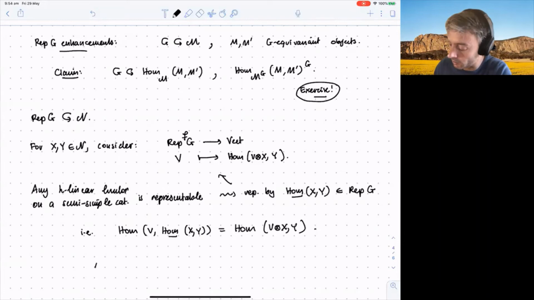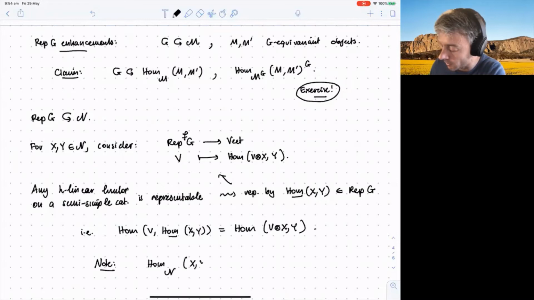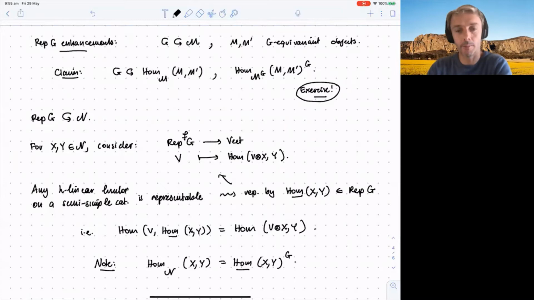Note that we can recover our category from this enriched category: if we plug in V to be the trivial representation, then we simply get that the Homs in N from X to Y are simply the invariants in this Hom space. So let me just try to draw a picture of what's going on, and then we'll have a break.